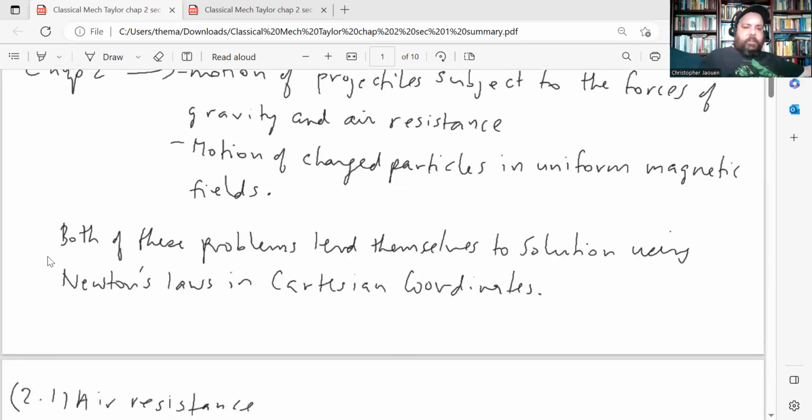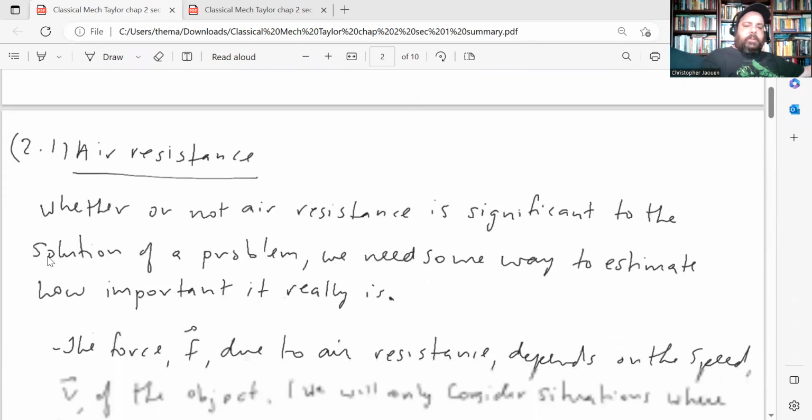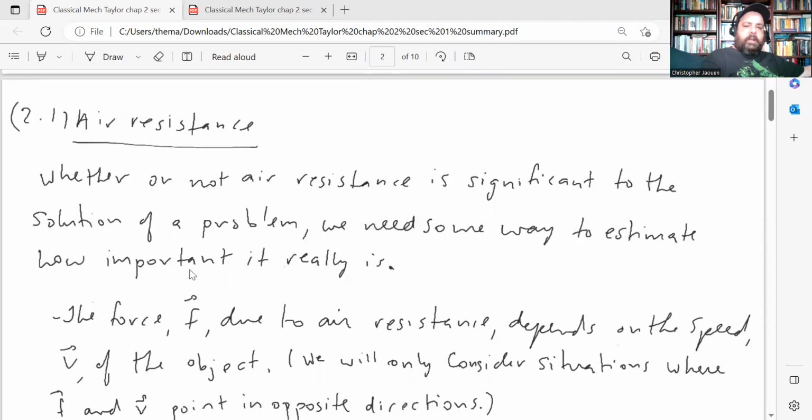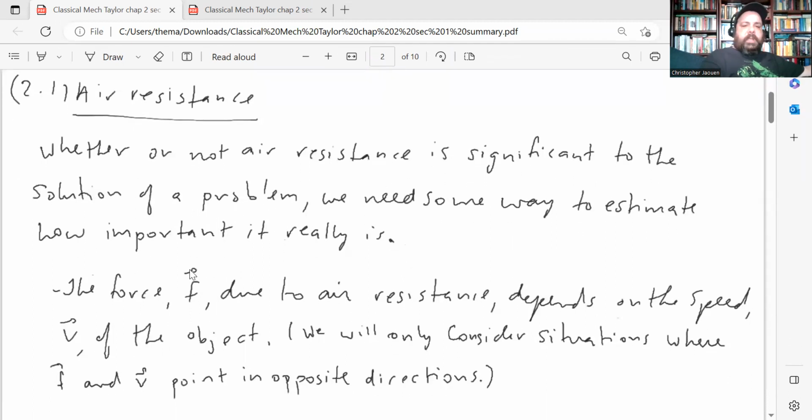And he says also both of these problems lend themselves to solution using Newton's laws and Cartesian coordinates. All right. So starting in 2.1, which is on air resistance. Whether or not air resistance is significant to the solution of a problem, we'd like to develop some way to estimate how important it really is, because maybe we can ignore it if it's negligible compared to other things.